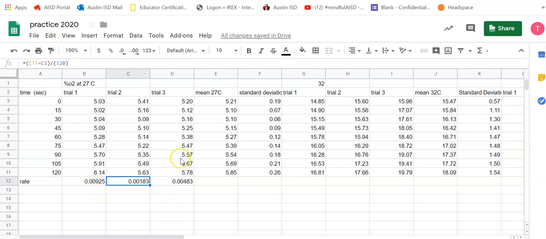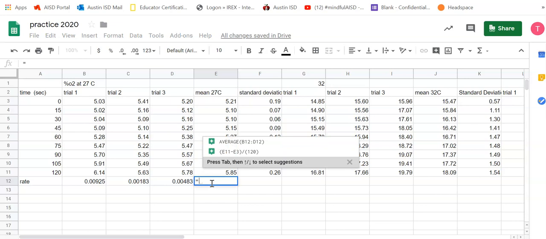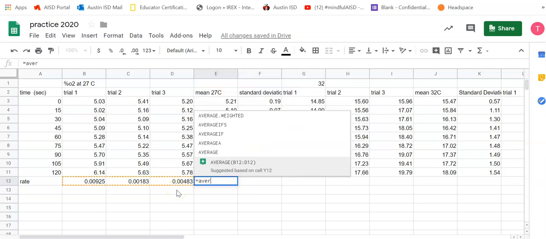So it did actually understand what I wanted it to do. It's always a good idea to check those things. Here, now I'm going to hit equals, and I want to get the average of these three values. So I'm going to say average equals average.